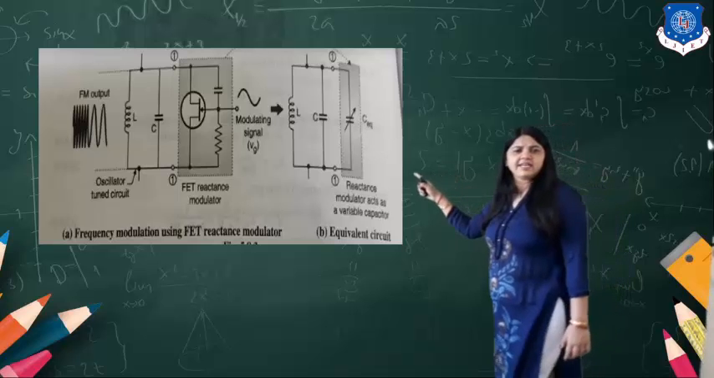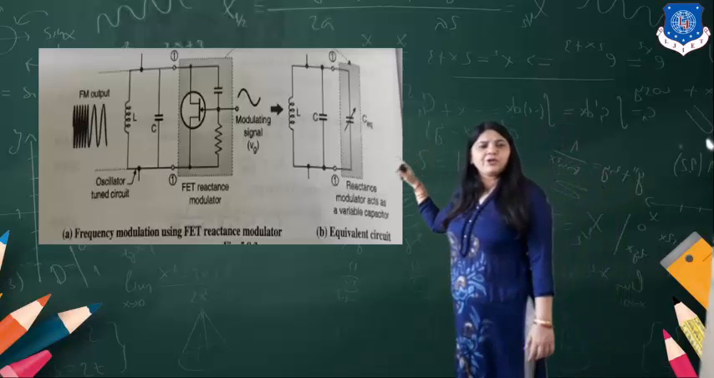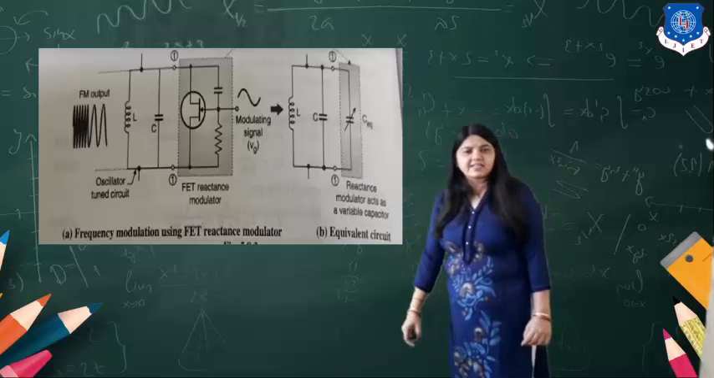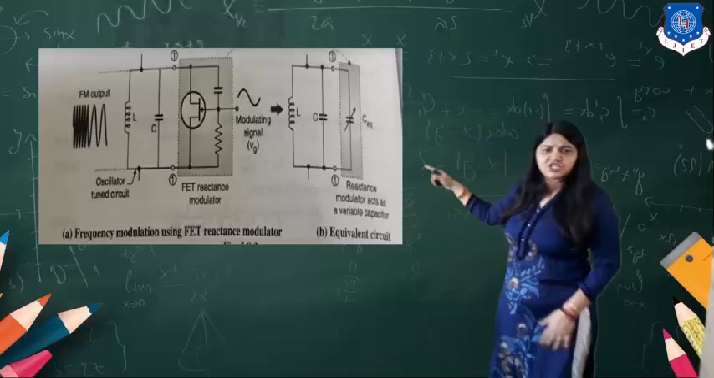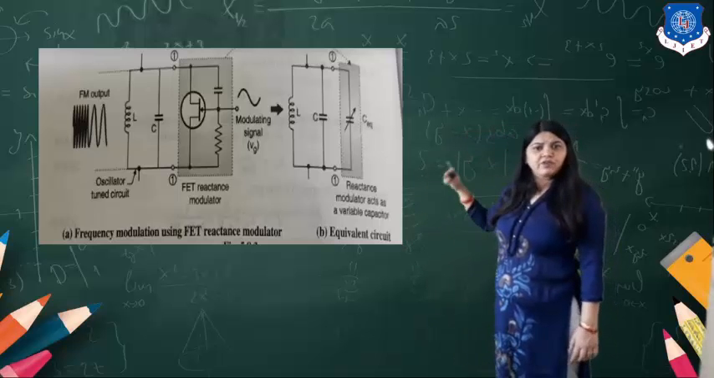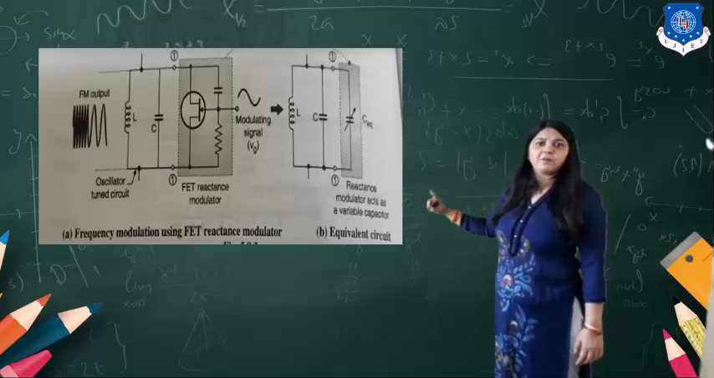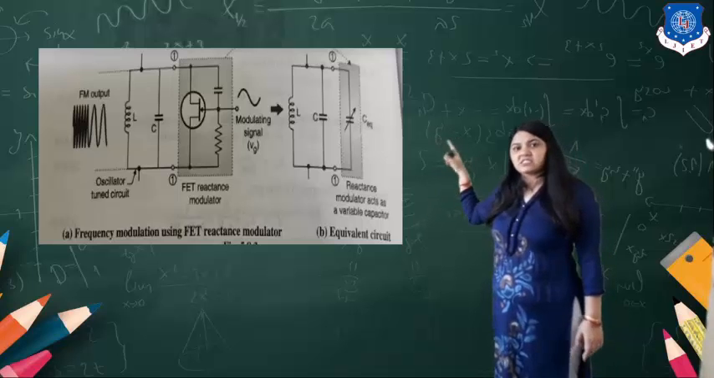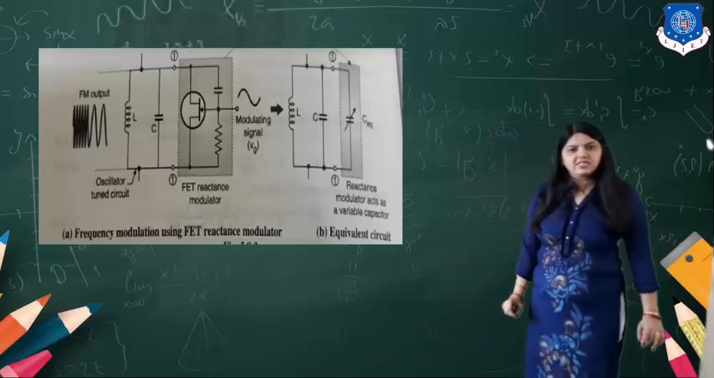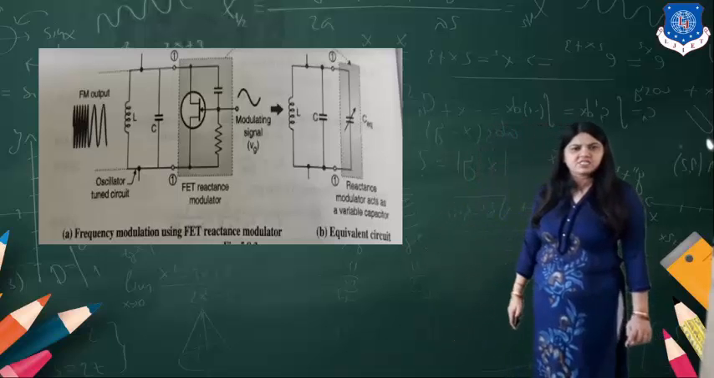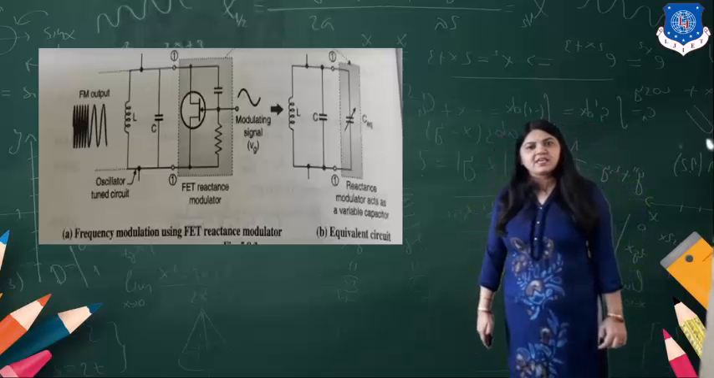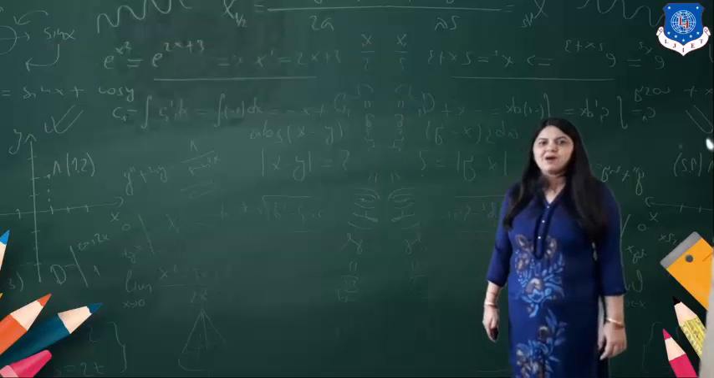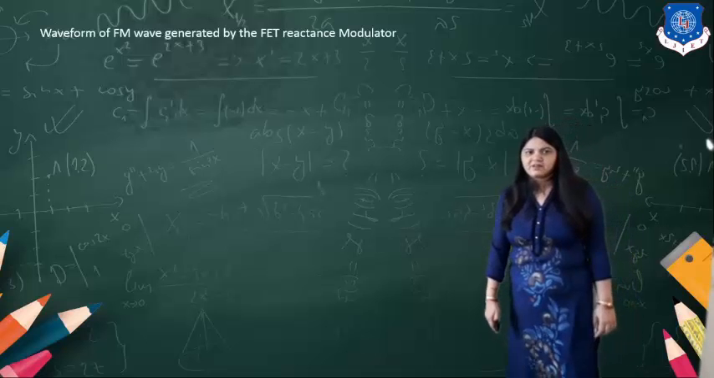You can see in the diagram the frequency modulator using the FET reactance modulator. Here you can see the shaded portion. We can replace that shaded portion by finding the C equivalent value. So this is the equivalent circuitry for producing the FM output using the FET reactance modulator. This way it is about the FET reactance modulator.